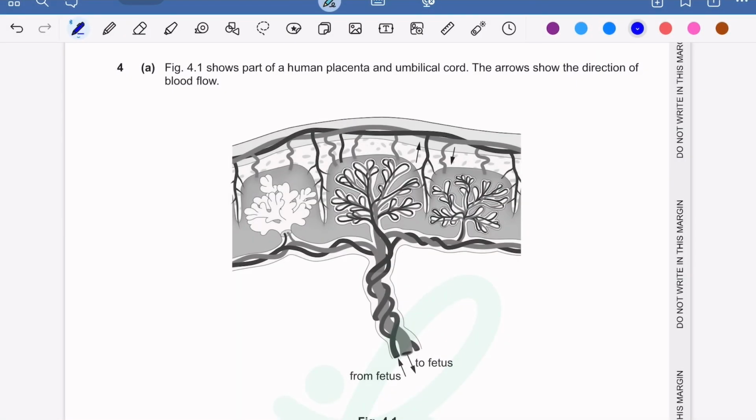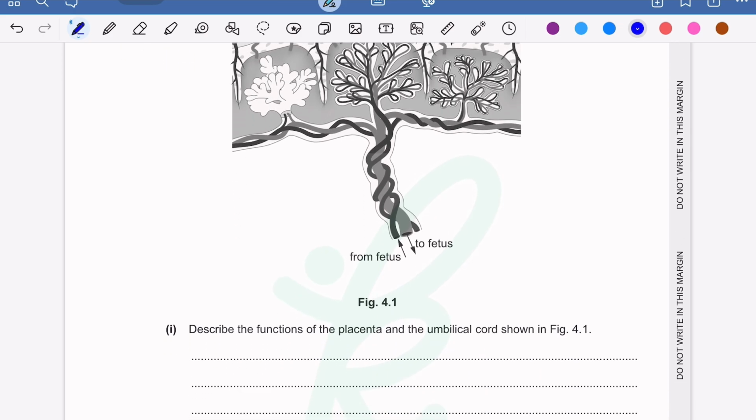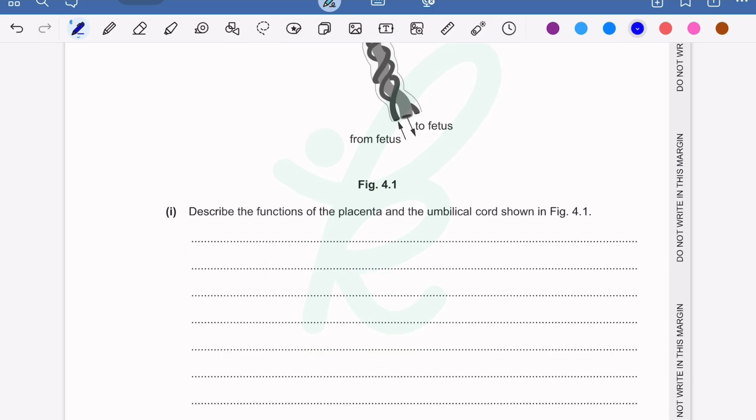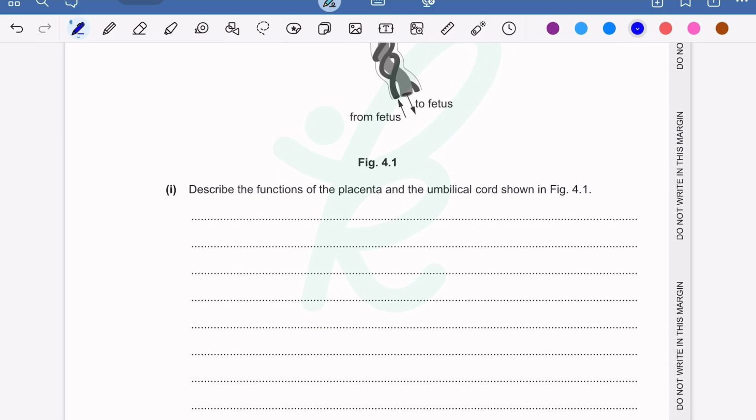Now let us move on to question 4. Figure 4.1 shows a part of a human placenta and umbilical cord. The arrow shows the direction of the blood flow. The question says, describe the functions of the placenta and the umbilical cord shown in figure 4.1.